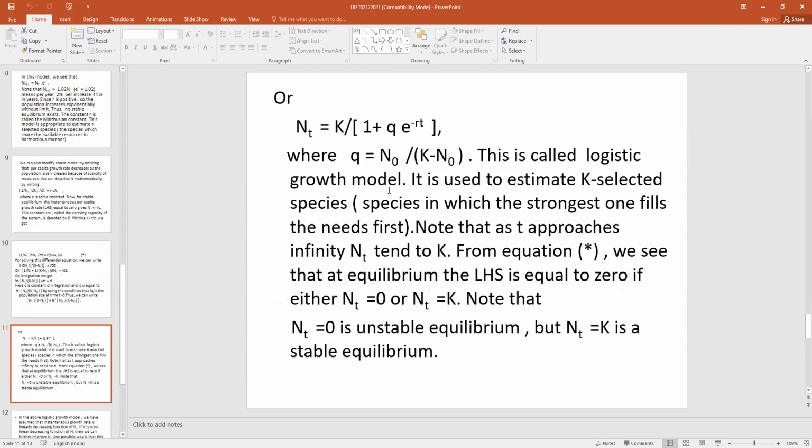This is called the logistic growth model. So this is a very important model, the logistic growth model. This model is used to predict K-selected species. What are those K-selected species?